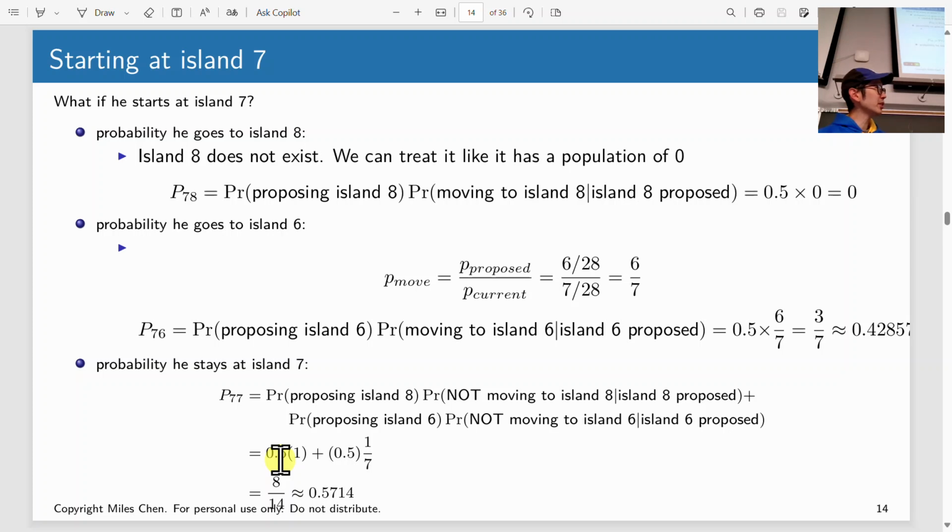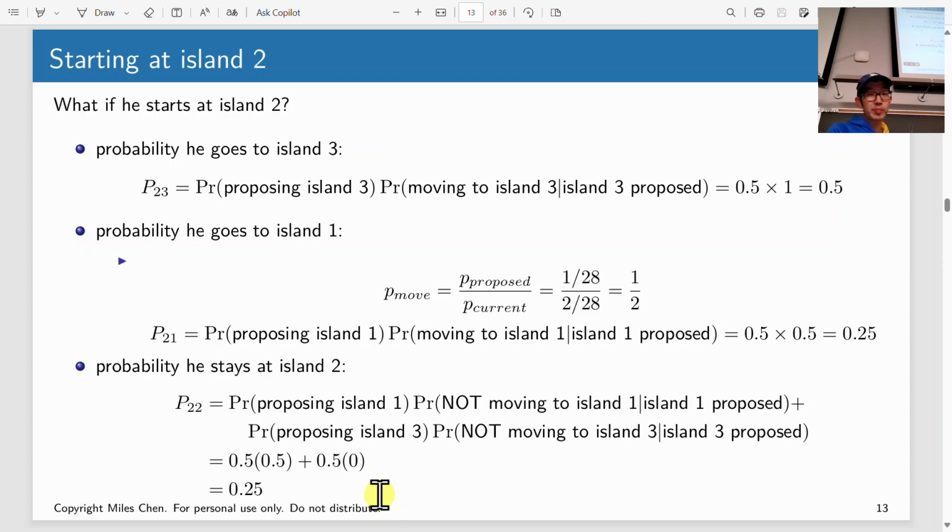But in addition, I stay there more than half the time because sometimes I propose island 6, but I just don't go to island 6, okay? So I propose island 6 1/2 the time, but I don't go to island 6 1 minus 6/7, 1/7 of the time. So basically I get 1/2 plus 1/14, 8/14, or 4/7. So that's going to be the probability I remain at island 7. Yeah, if I start at island 7, that's the probability I remain at island 7.